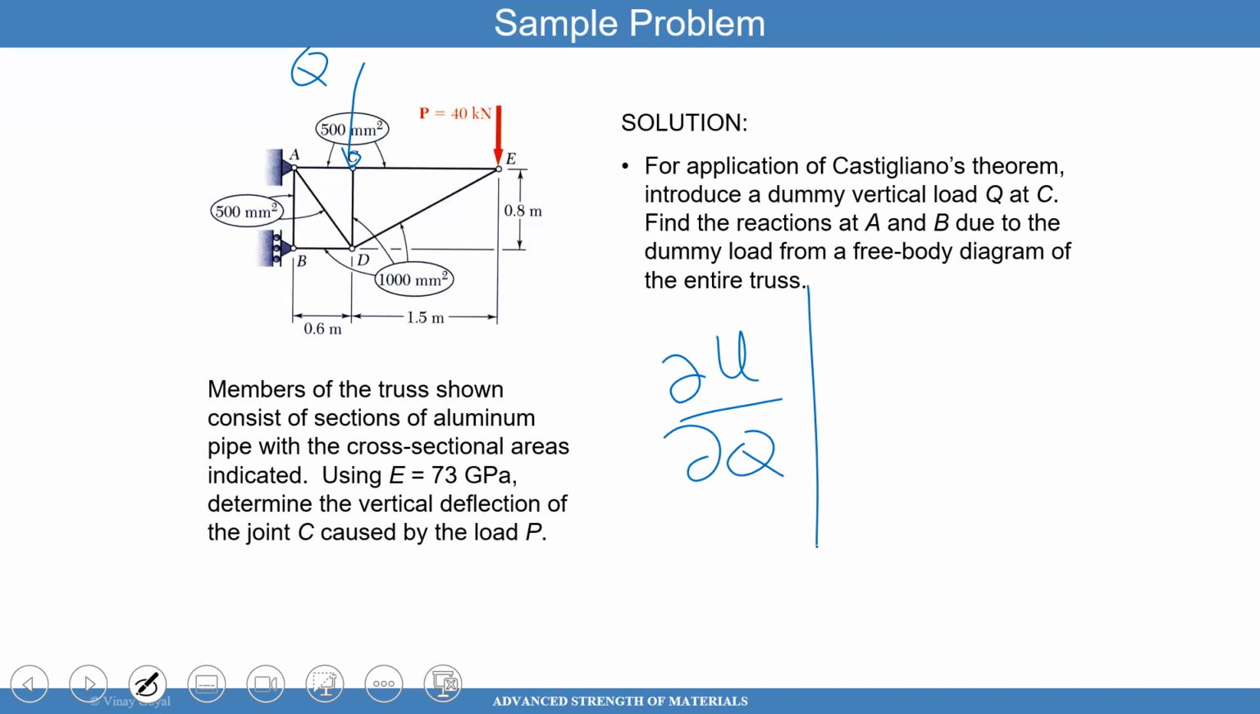After you take all the derivatives with respect to Q, once you're done taking those derivatives, set Q equal to 0, because it doesn't exist anyway. And that's the deflection at C. Isn't that cool?